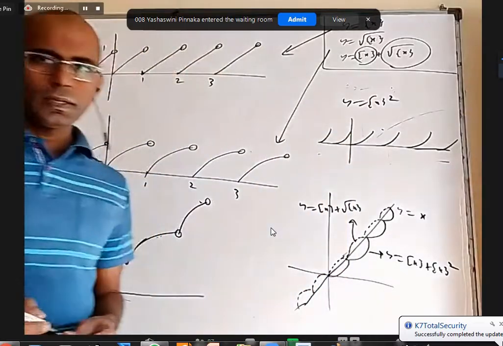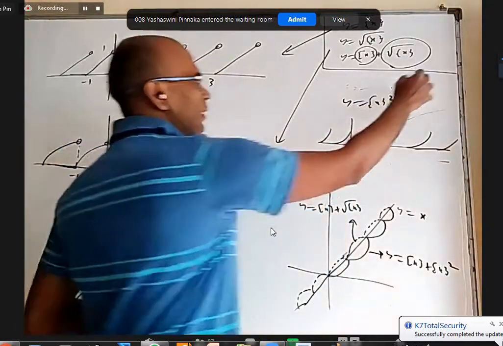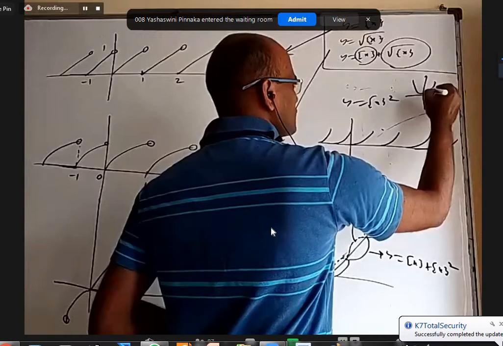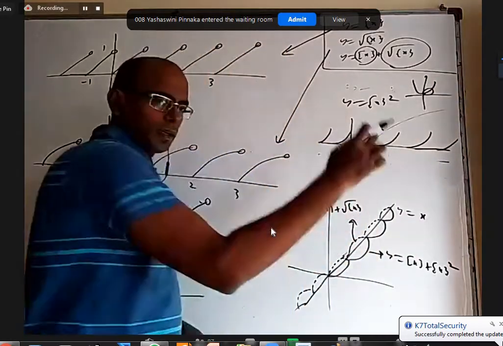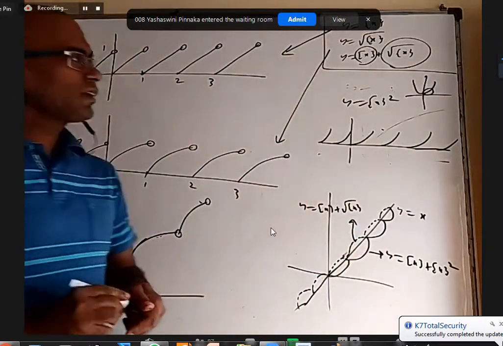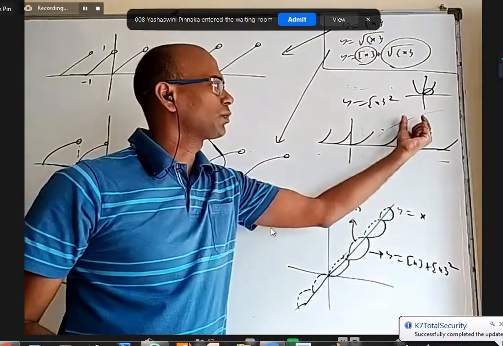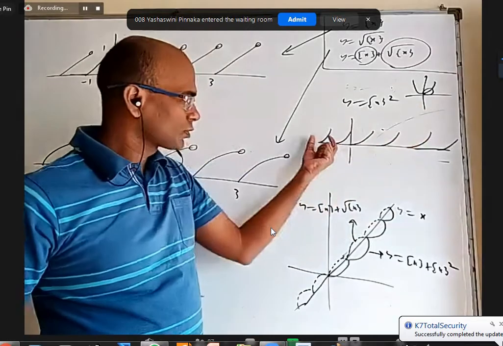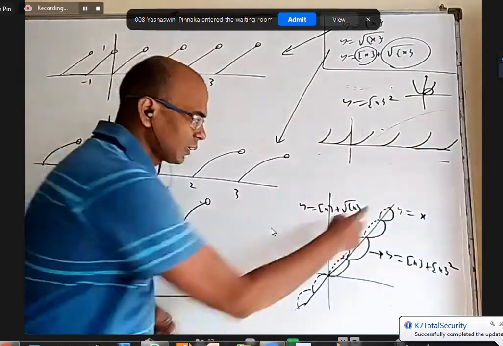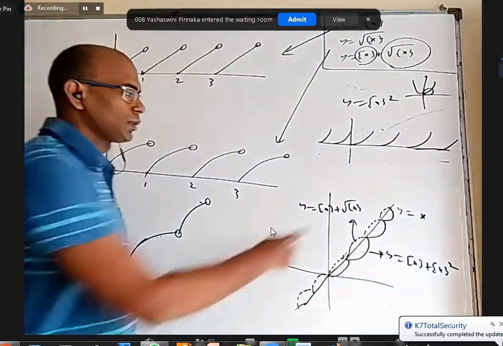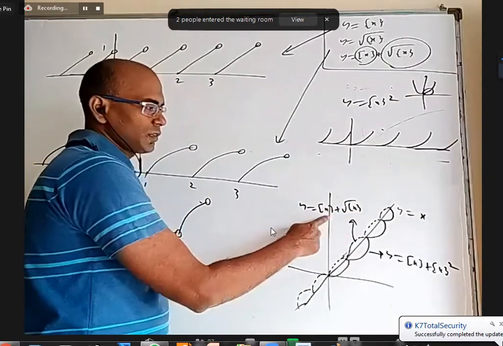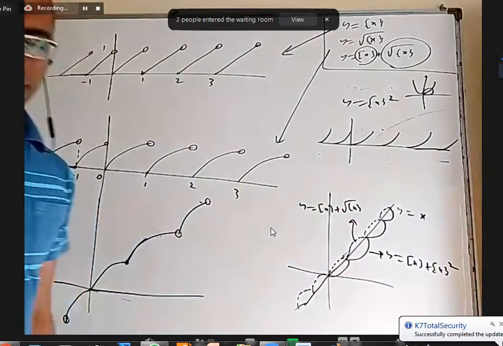Like the x square graph, x square is a parabola. In that, a small piece between 0 to 1 will come. And for that, if you want to add the integer part, you move this upward by 1 unit, this upward by 2 units, this upward by 3 units, and this downward by 1 unit. Then you would have got all these things. So all the upper ones are the original function, all the lower ones are the inverse function.